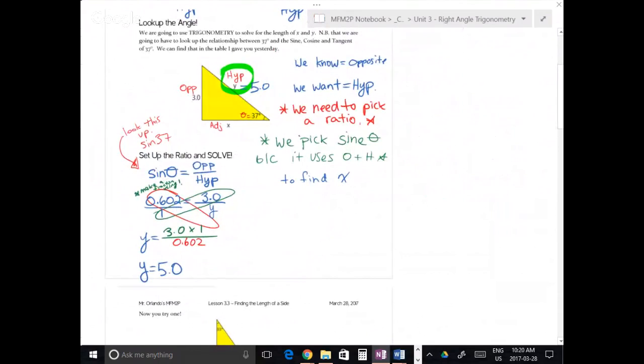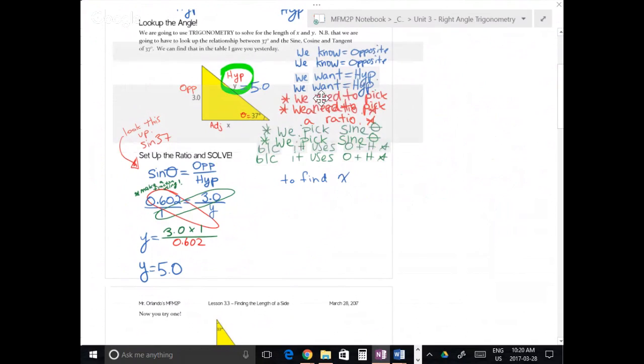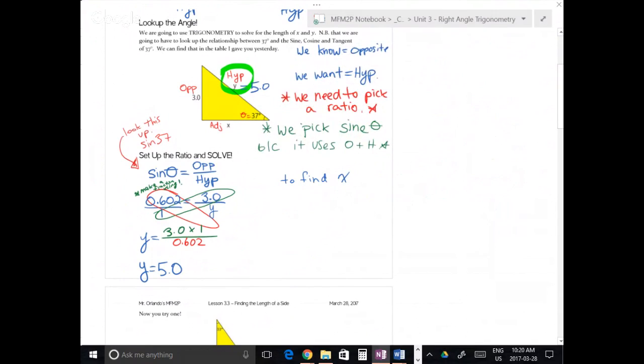Either cosine or tangent. It does not make a difference which one you use. So which one do you like? Tangent gives you a bigger number, if that's nicer for you to work with. Okay, so do you want to use tangent?